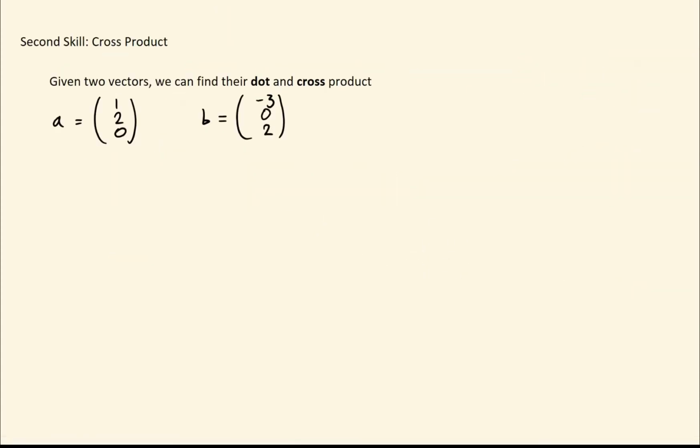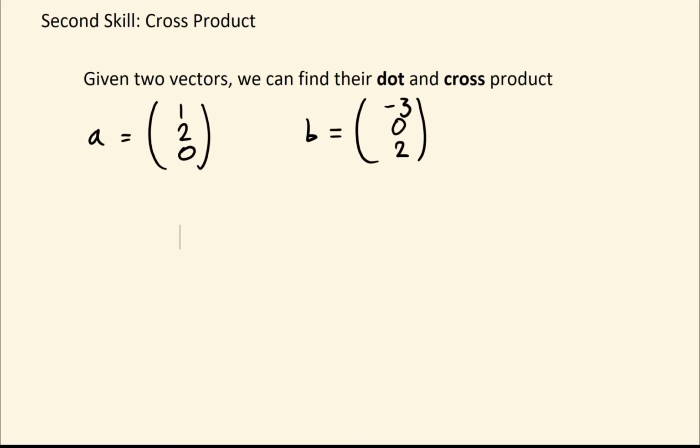Second skill, we have what's called the cross product. So we saw in part 1 that was the dot product. Let's go through that first.